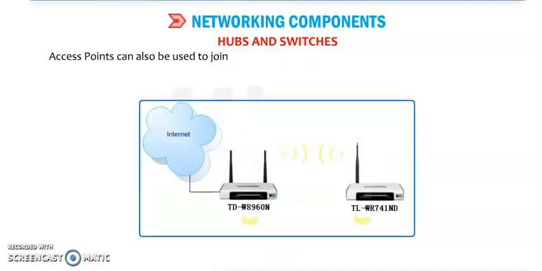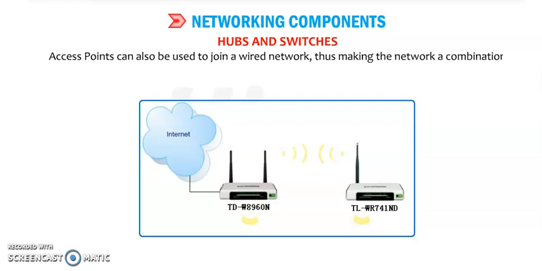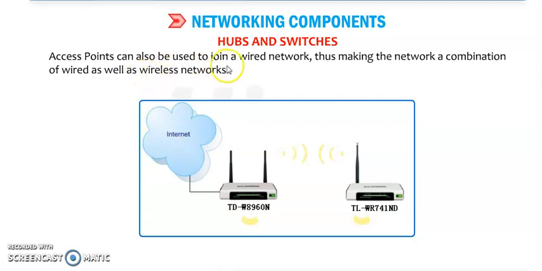Access point can also be used to join a wired network, thus making the network a combination of wired as well as wireless network. Okay, access point can also be used to join a wired network. Okay, both the connections, we can attach wired connection and wireless connection.